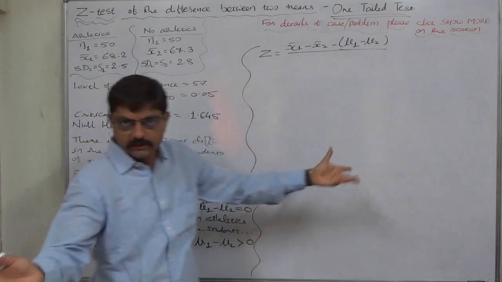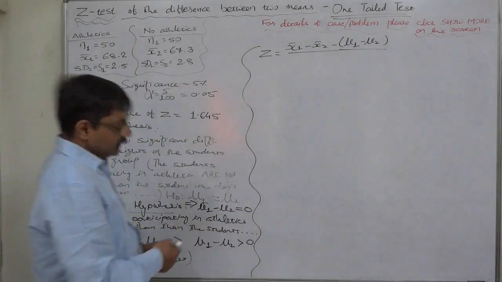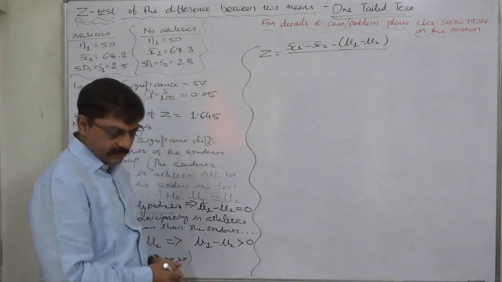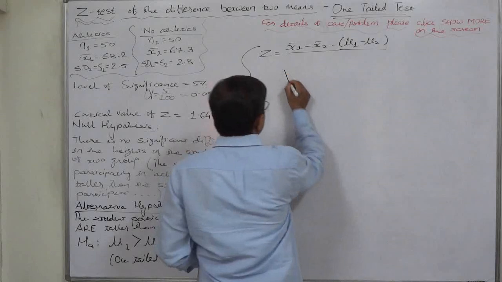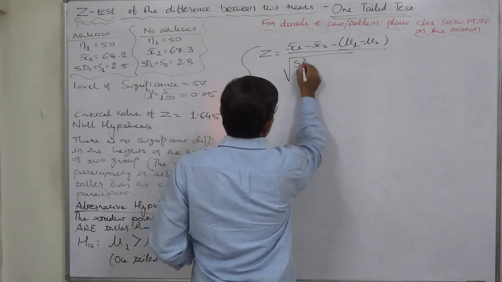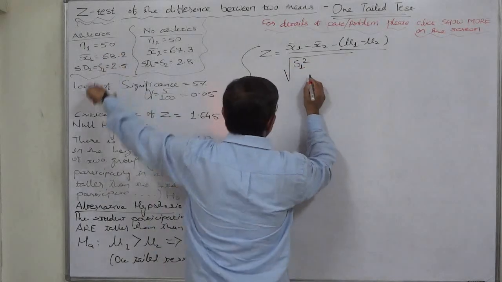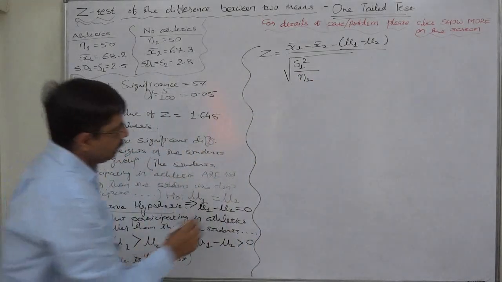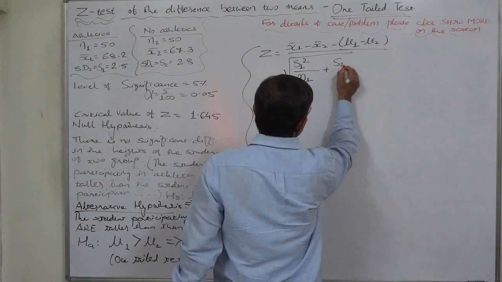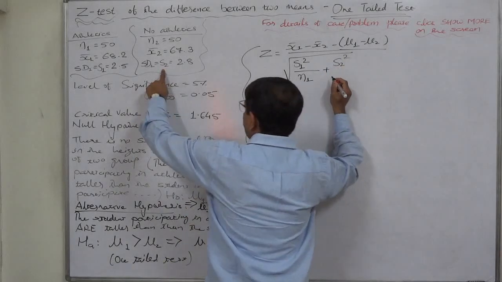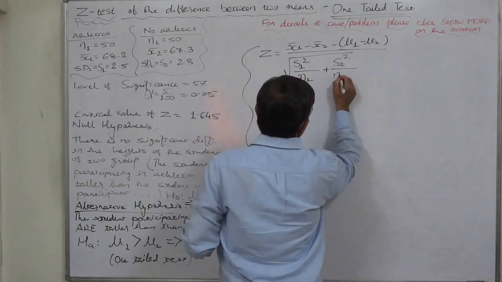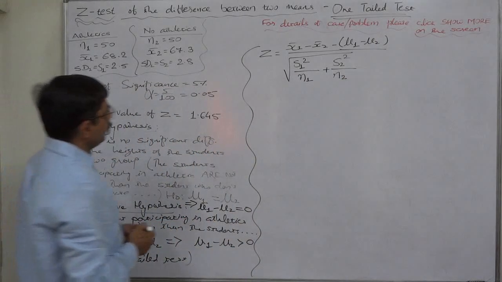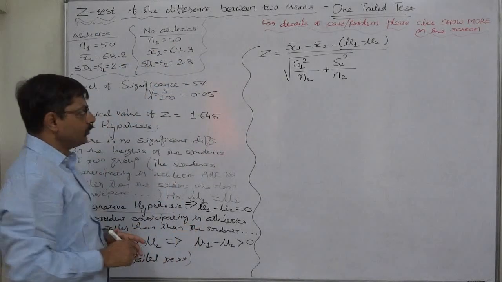So in many reference books the author prefers not to write this part. Now it is upon you whether to write or not, because in different universities different teachers follow different references and textbooks. Divided by under root S1 square, the variance of the first sample, divided by n1 plus S2 square, that is the variance of the second sample, divided by the size of the second sample. Yes, this is the formula for Z test of difference between two means.